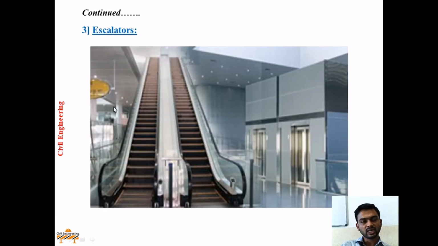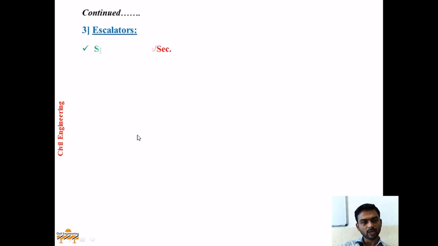Now, the third means of vertical circulation is the escalator. An escalator is nothing but moving stairs. This you mostly see in public buildings, that may be railway stations, airports, cinema halls, or shopping complexes and shopping malls. Now, there are some minimum requirements for the escalator that is to be provided. Let us see them one by one.